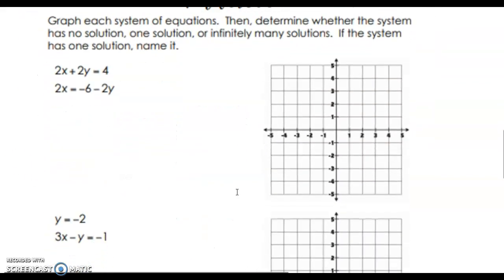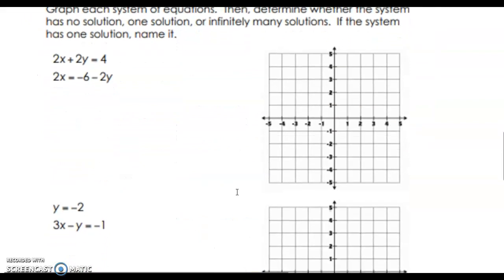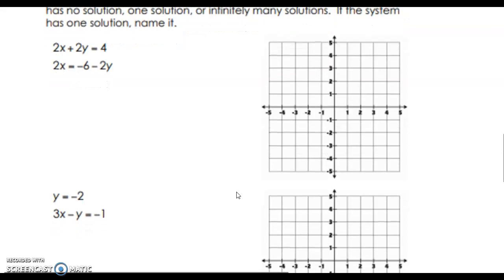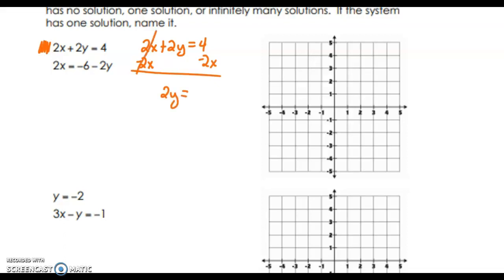I also have this practice page. I thought we might do a few on here. So it says graph each system of equations. So let's just try this first one right up here. I could graph using the cover-up method, or I could just go ahead and get in y equals mx plus b form. So if I go ahead and get y by itself, first I'm going to subtract the 2x. I'm trying to get y alone. So I have 2y equals negative 2x plus 4, because 4 is positive.